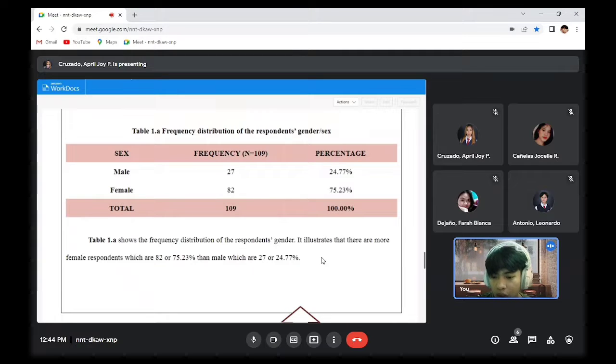Table 1A shows the frequency distribution of the respondents' gender. It illustrates that there are more female respondents, which are 82 or 75.23% than male, which are 27 or 24.77%.